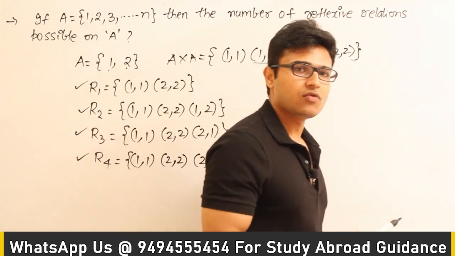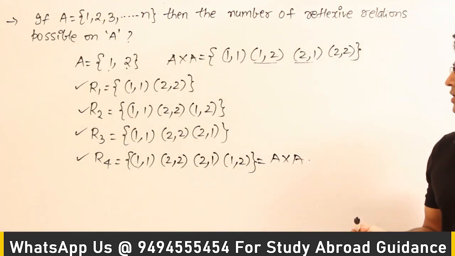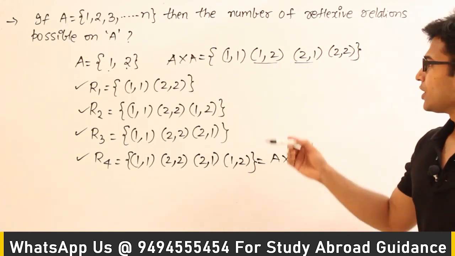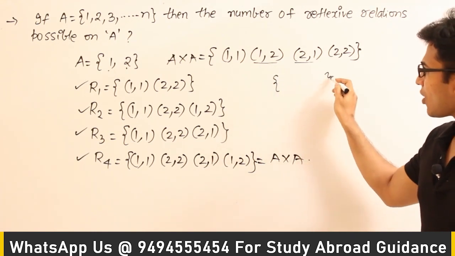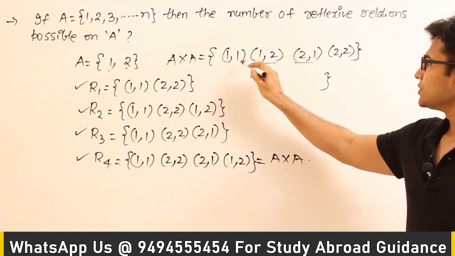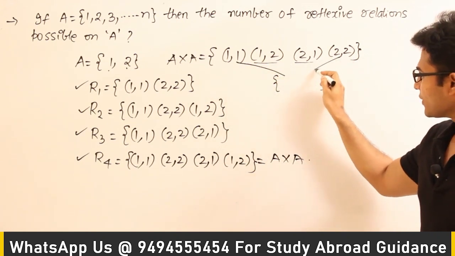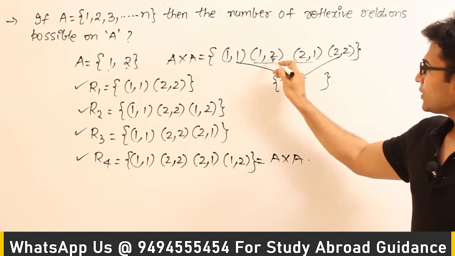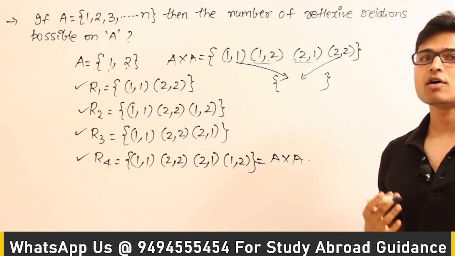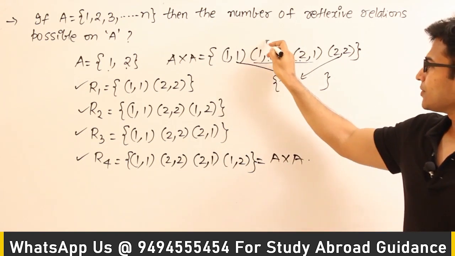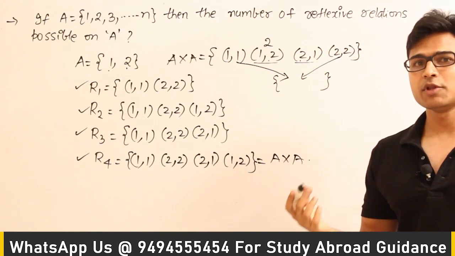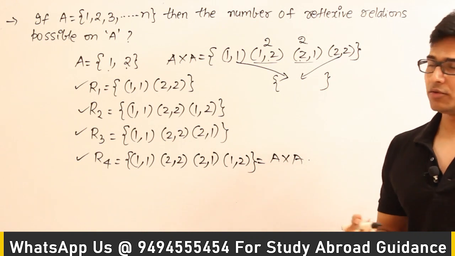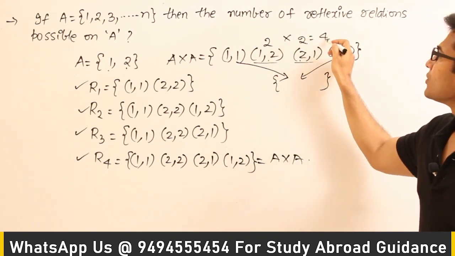Now just think about how we got this. So the basic rule is simple. In order to make a relation reflexive, we have to include in that set all the elements of type (x, x), which means (1,1) and (2,2) should definitely be included. There we have no choice, right? But then among the remaining elements, we may or may not include them, which means for this element we have 2 choices. We may include it or we may not include it. And for this one we have 2 choices. We may include it or we may not include it. Therefore 2 into 2, 4 sets are possible.